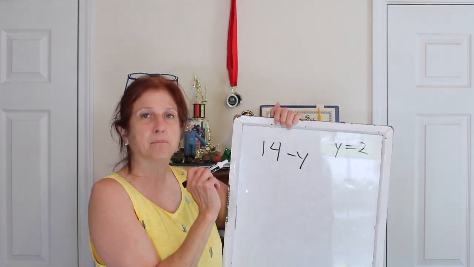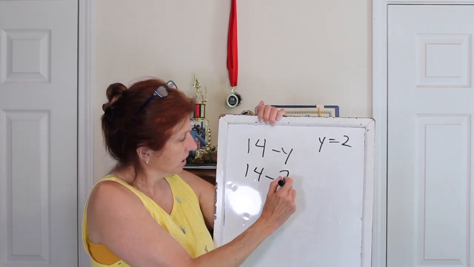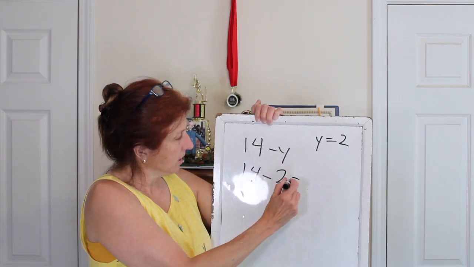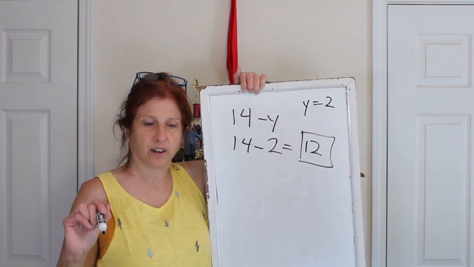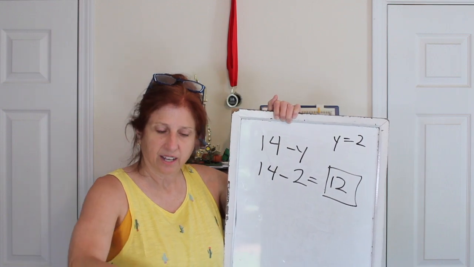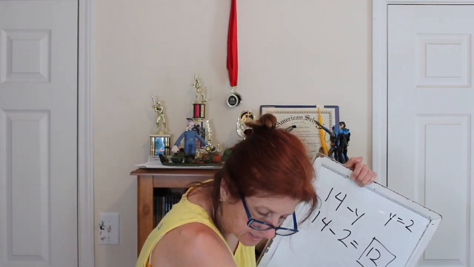Alright, so now we substitute, sing our song, and now we put it in. 14 minus 2 is 12. Put a box around our final answer. Alright, let's do some more problems. This isn't so bad. Okay, let's try our next one.